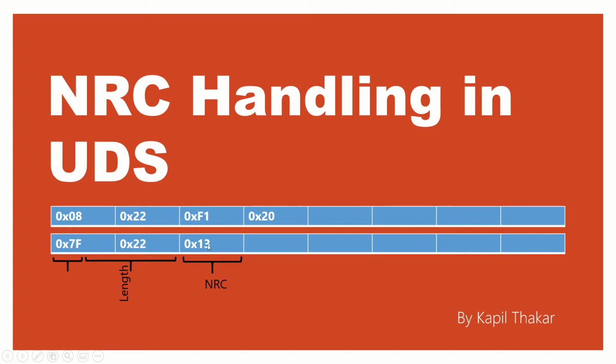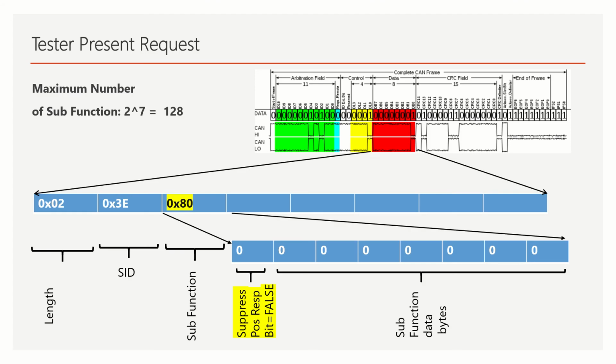We need to remember that the first byte is always 7F, which indicates the negative response we are sending. The second byte is required to indicate for which service we are sending the negative response, because there could be previous requests for a couple of other services as well. The third byte is the exact code; we have different codes for different NRCs, which specify the different reasons for the negative response. Okay, so let's move to our first topic.